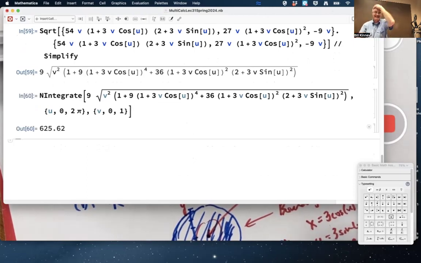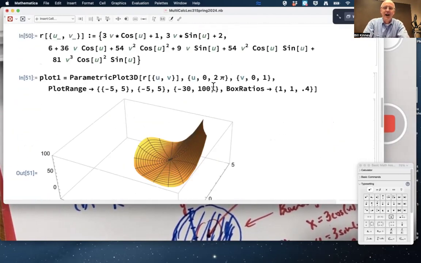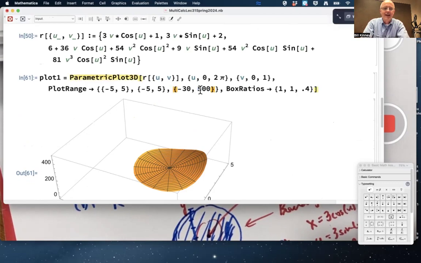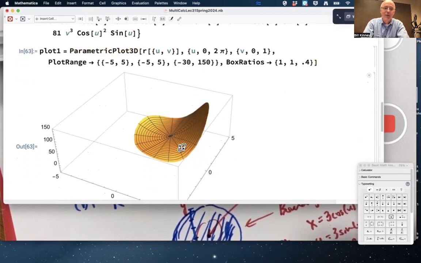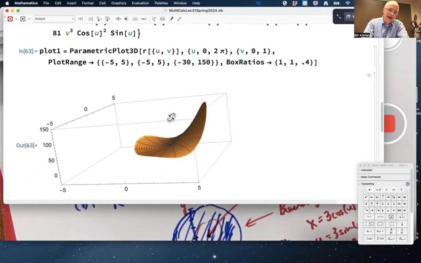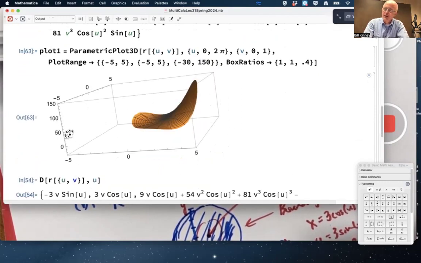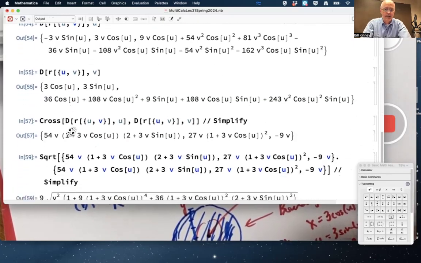Okay, 625.6. Is that reasonable? Doesn't seem like it. How high does this thing go? Okay, not that high. Doesn't seem reasonable. Well, okay, wait a minute. Look at the vertical scale. Maybe it is reasonable. That vertical scale is pretty big. This is definitely not a disk. It's very warped in that one direction. Okay, I'm trusting I did it right.